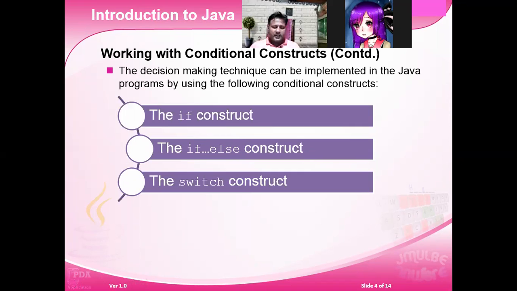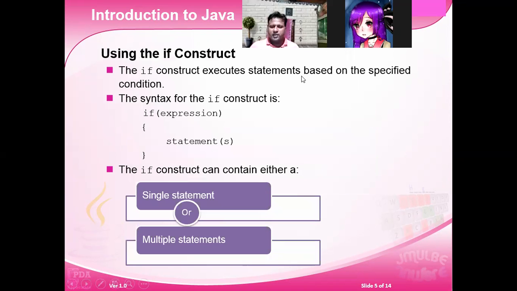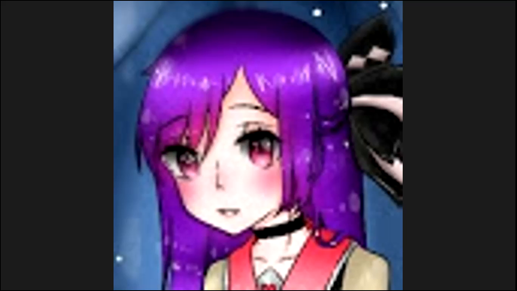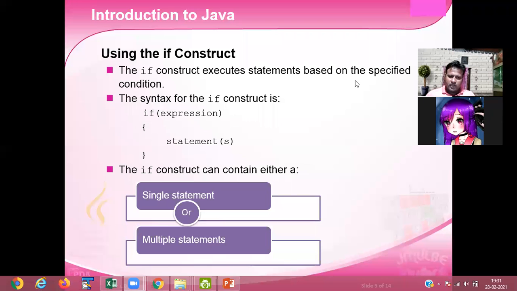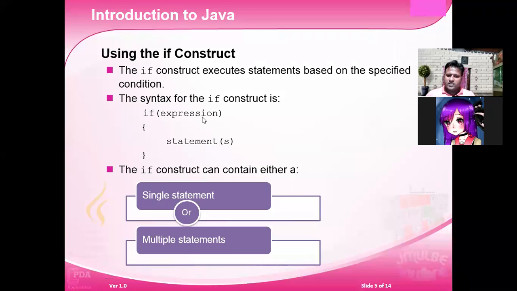To create a decision-making construct, we're using three things: if construct, if else, and switch construct. The if construct executes the statement based upon the specified condition. If your condition is true, then the statement within the if block is executed. If your condition is false, then no statement is executed. So this is the work of your if construct. Now check that.